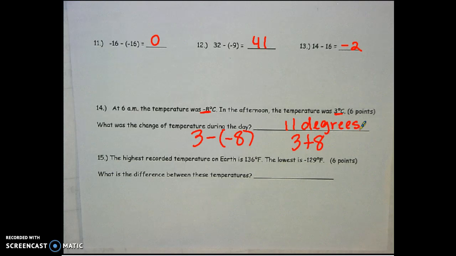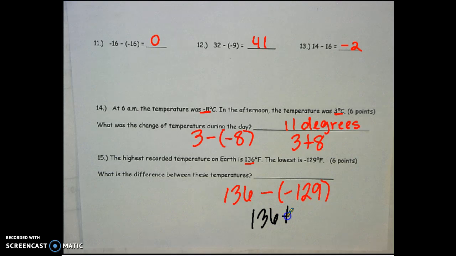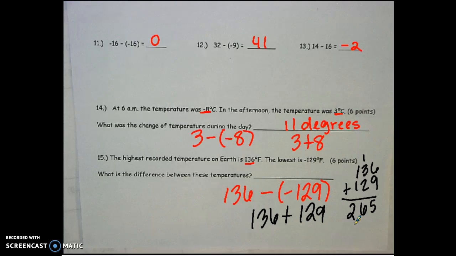The highest record temperature on Earth is 136 degrees Fahrenheit. The lowest is negative 129 degrees Fahrenheit. What is the difference? Again, we take the biggest number, subtract the smallest number, negative 129. We have to do additive inverse. 136 plus positive 129. I add them because my signs are the same. 6 plus 9 is 15. 3 plus 3 is 6. 1 plus 1 is 2. The difference is 265 degrees. And that should be positive.